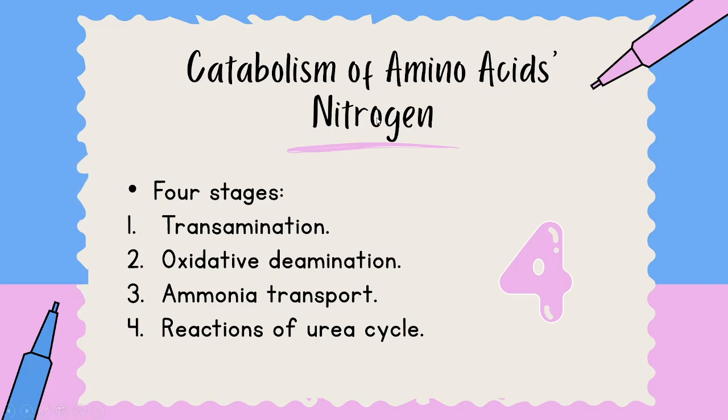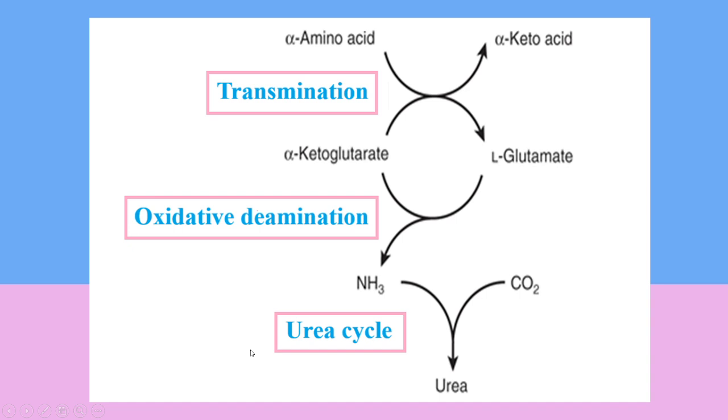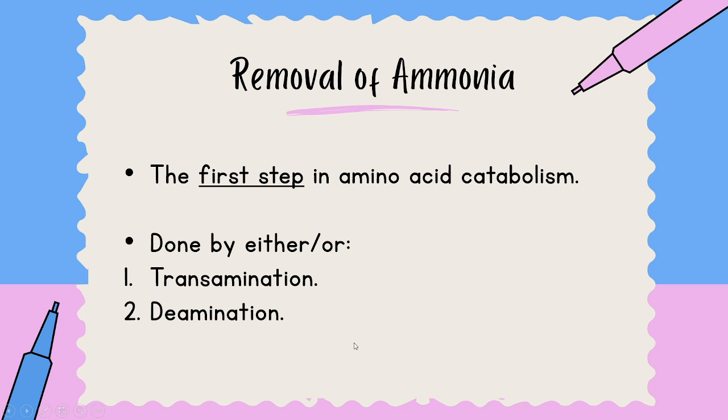Catabolism of the amino acid nitrogen proceeds through four stages, including transamination, oxidative deamination, ammonia transport, and finally reactions of the urea cycle. So an amino acid will first undergo transamination, or if it is glutamate, it will directly go through deamination. The ammonia will be removed, transported, and then it will proceed to the cycle.